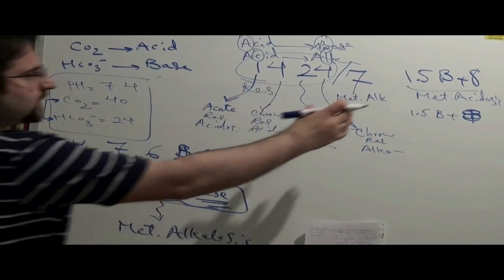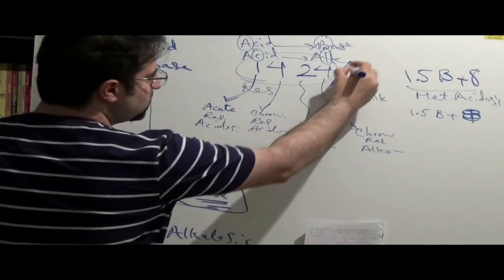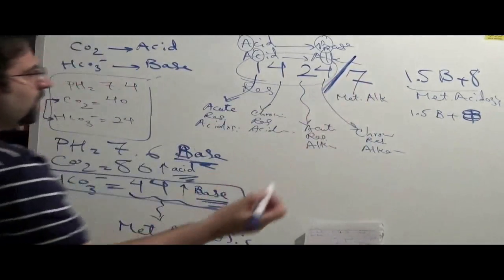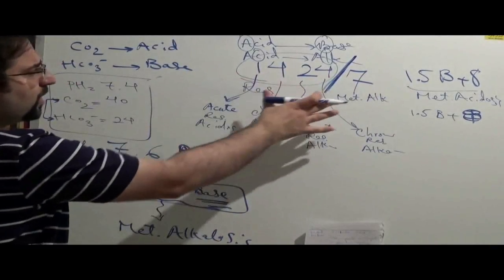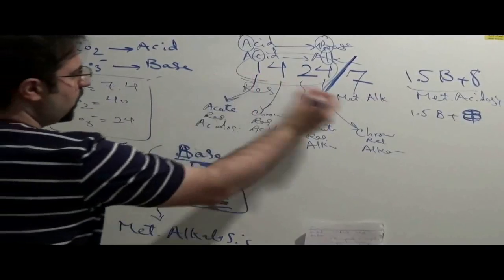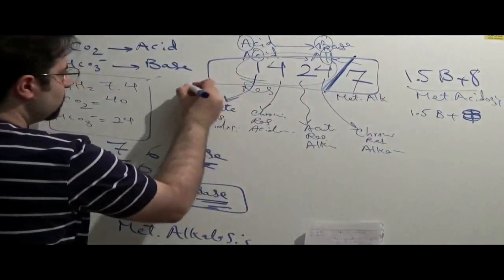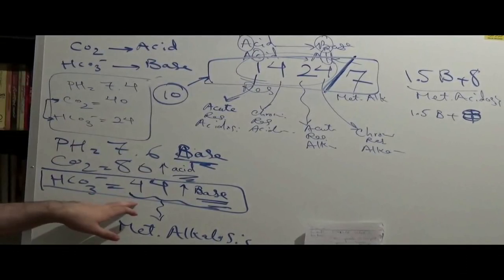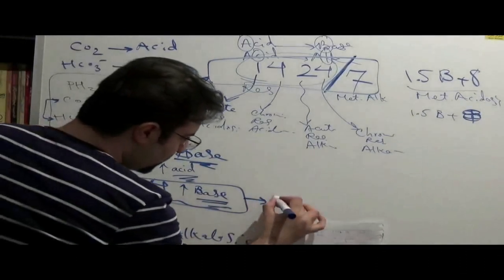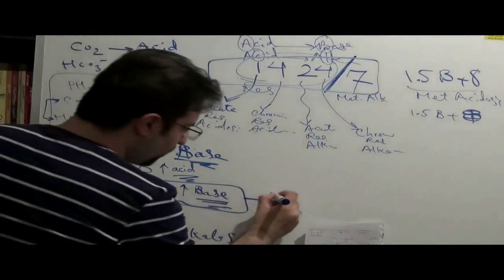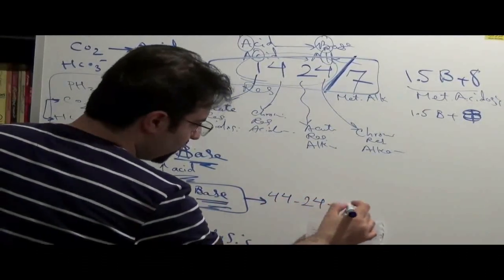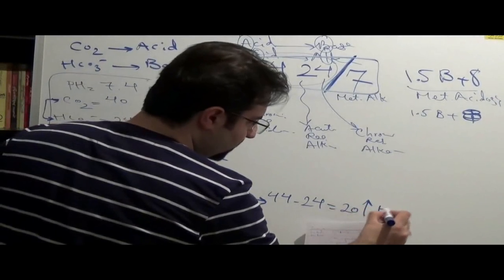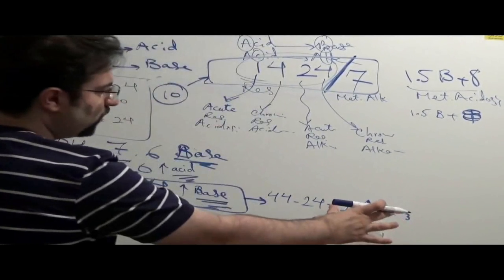Where is metabolic alkalosis? It is a 7. This is separated here, and this one, 7, is metabolic alkalosis. This is according to 10-point changes. This part is according to 10-point changes with each other. So we have 44, so we have 20, because the normal was 24. 44 minus 24 is equal to 20. So we have a 20-point increase in bicarbonate.